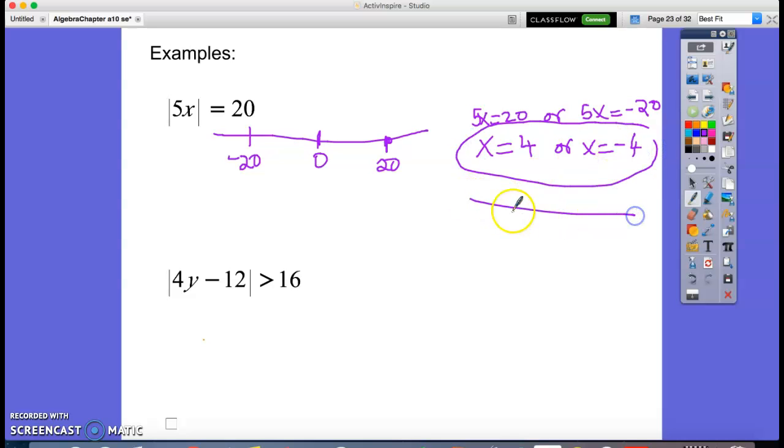And then how do I graph it? Just say negative 4 and 4. So this is the line, this is the circle.